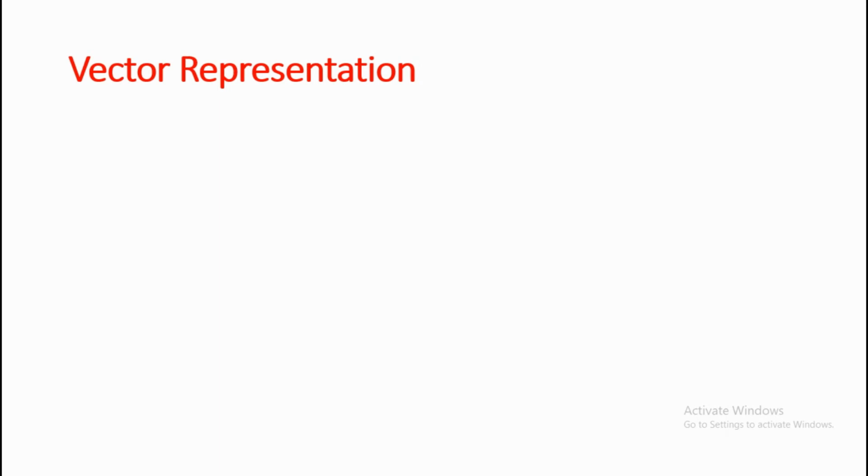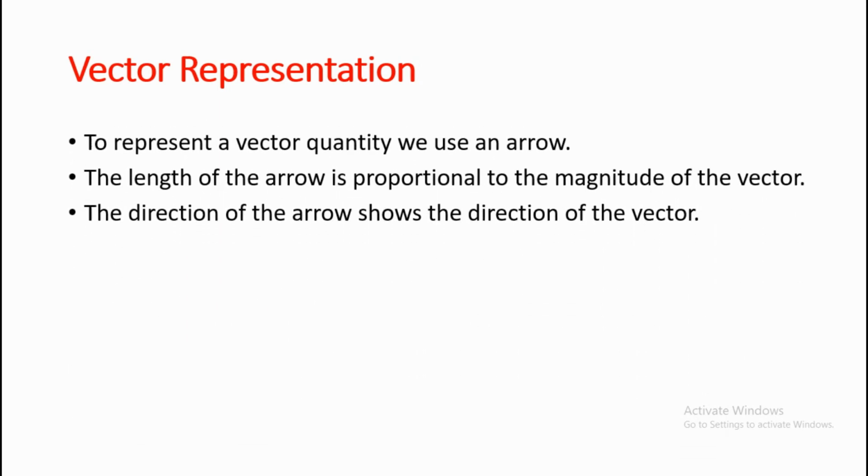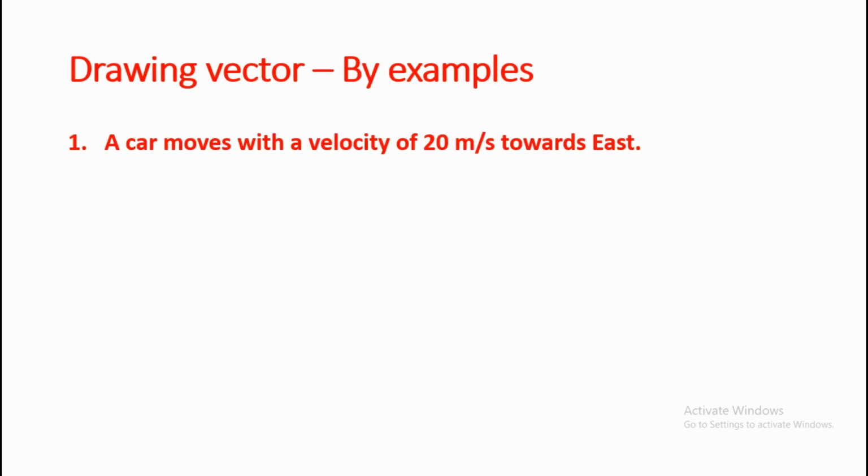How are vectors represented? Vectors are represented by an arrow. The length of the arrow is equal to the magnitude of the physical quantity, and the direction of the arrow represents the direction of the physical quantity. Now, for example, there's a car which is moving with a velocity of 20 meters per second towards east, and you want to draw a representative line for this physical quantity, which is velocity.